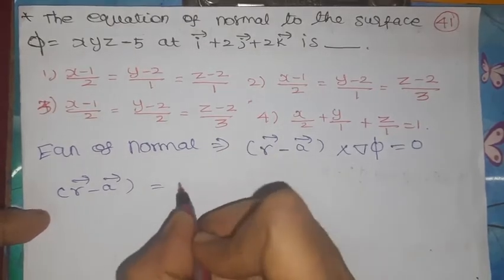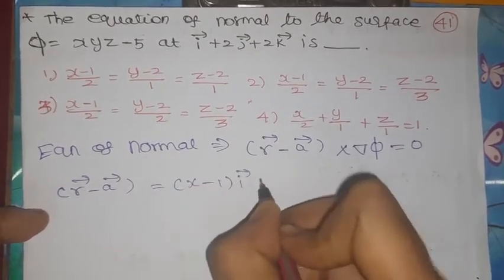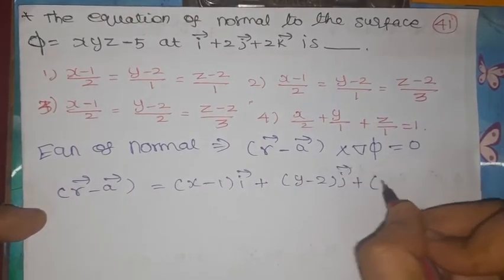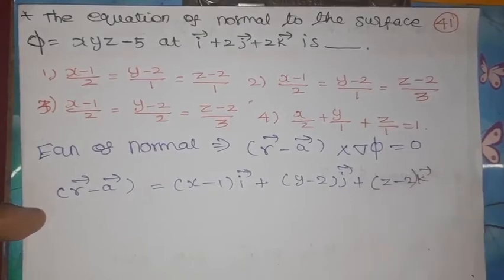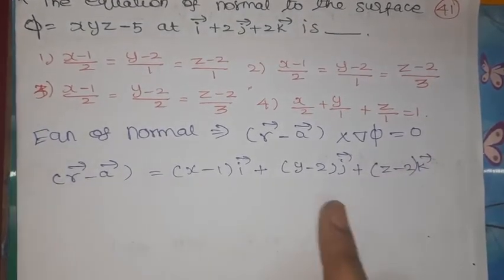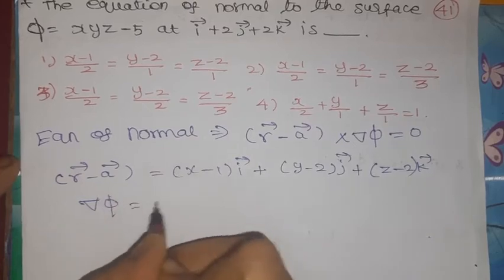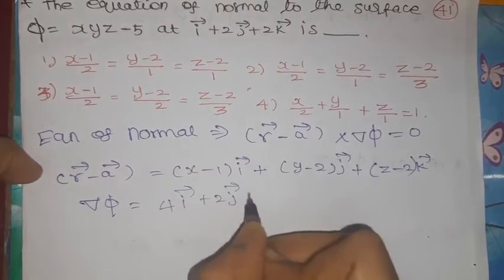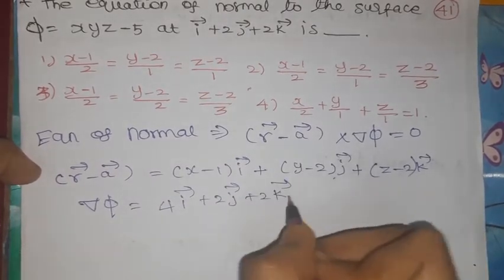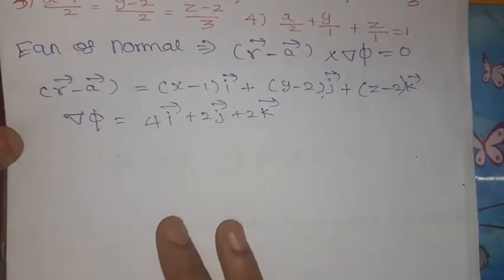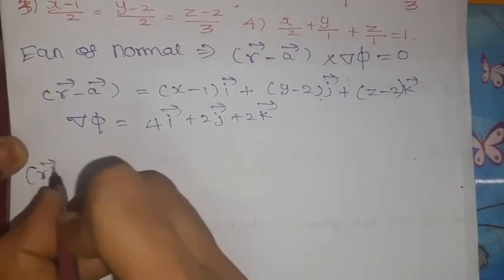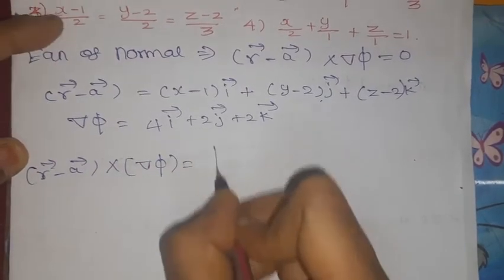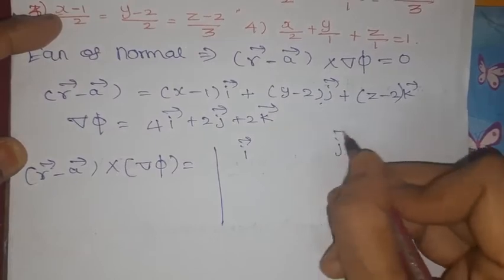Previously we found: (x minus 1) into i plus (y minus 2) into j plus (z minus 2) into k. So this is r vector, r minus a. So the del phi value also we know. What is that? 4i plus 2j plus 2k. So now do the cross product. So by the ijk method, r minus a cross del phi, i j k.